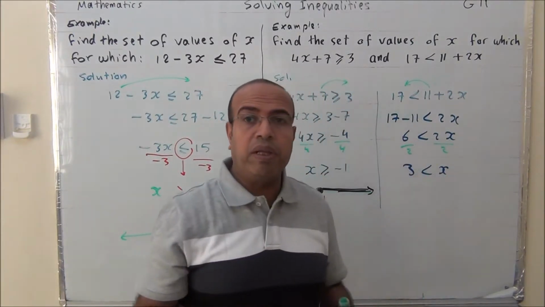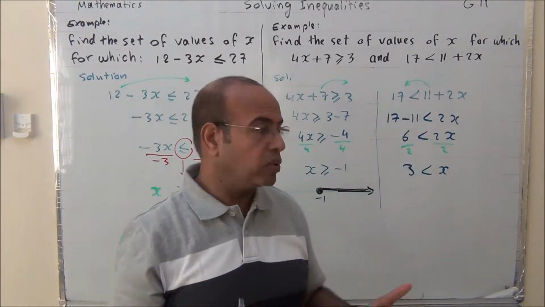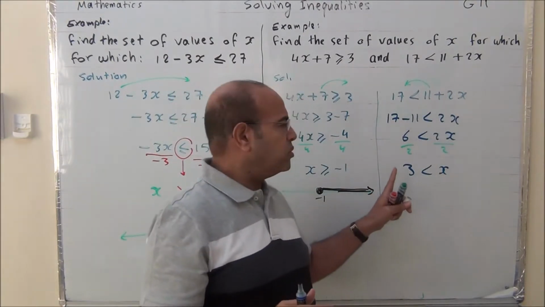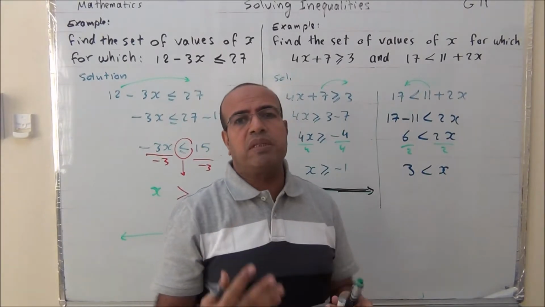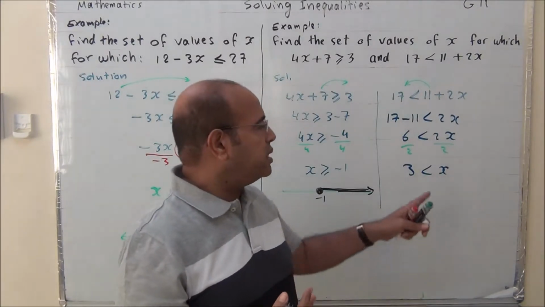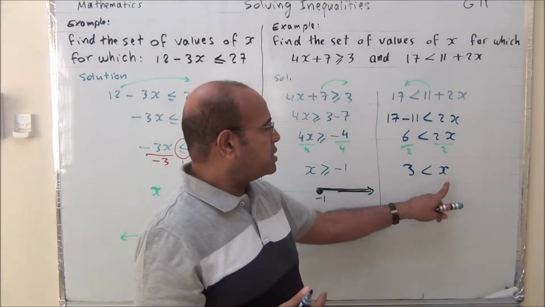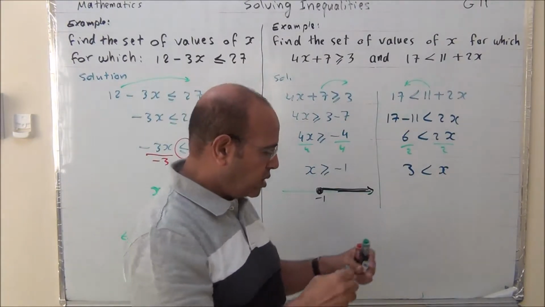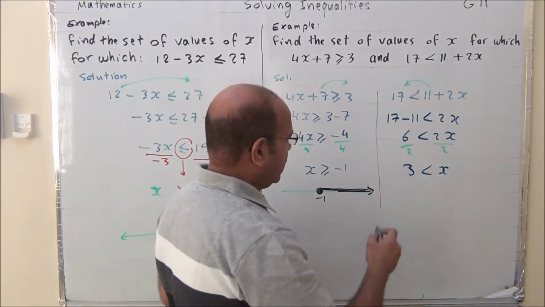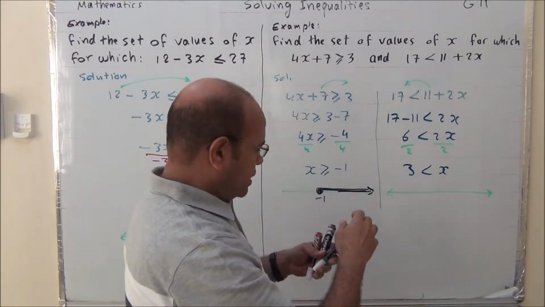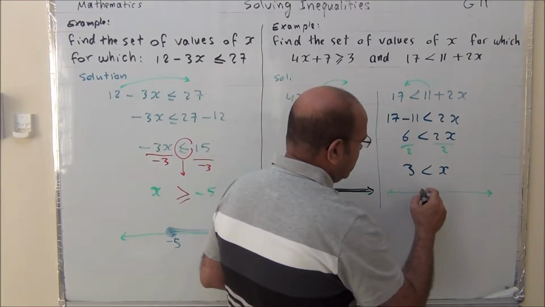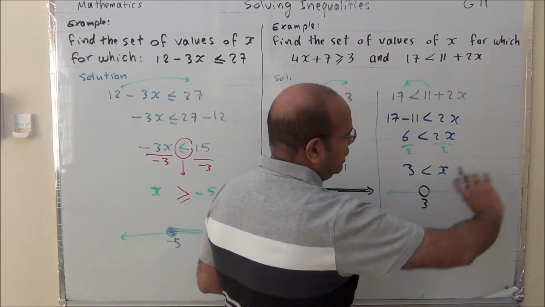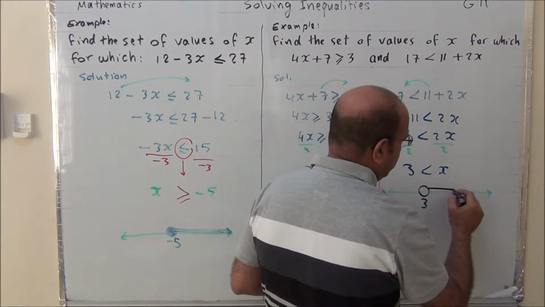How do we read the inequality? We read the inequality from the variable. It is the same: we say 3 less than x, it is the same as x greater than 3, but it's better to read the inequality from the variable. So x greater than 3, we represent the solution on the number line. x greater than 3, so 3 is not included, so we draw an open circle around the 3. Greater than, so it is also to the right.